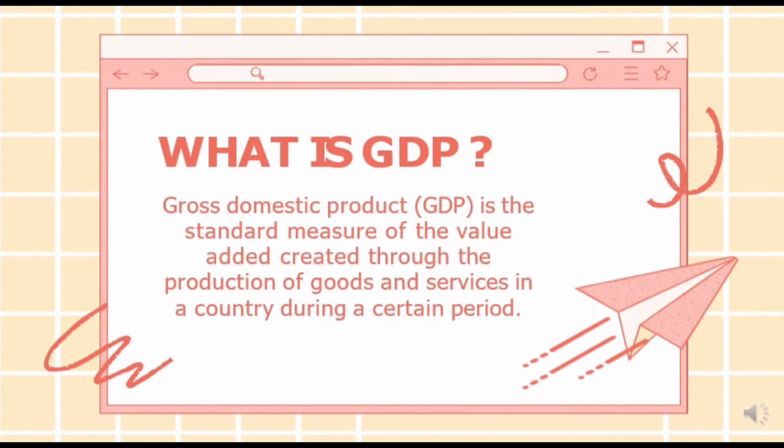So first, we need to know what is GDP. Gross domestic product (GDP) is the standard measure of the value added created through the production of goods and services in a country during a certain period.